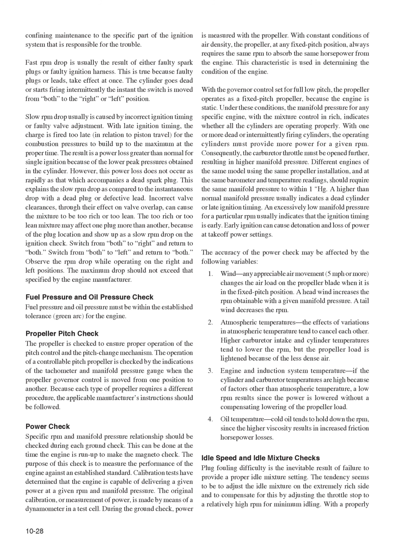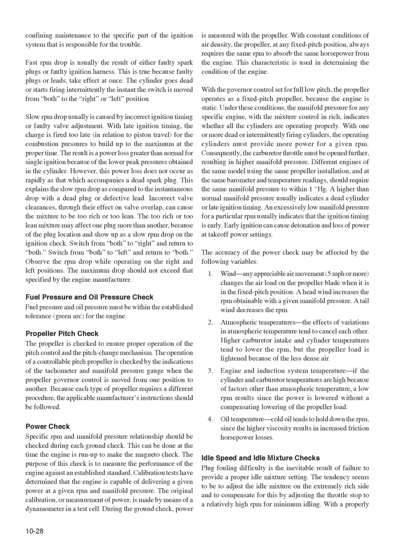4. Oil temperature. Cold oil tends to hold down the RPM, since the higher viscosity results in increased friction horsepower losses. Idle speed and idle mixture checks. Plug fouling difficulty is the inevitable result of failure to provide a proper idle mixture setting. The tendency seems to be to adjust the idle mixture on the extremely rich side and to compensate for this by adjusting the throttle stop to a relatively high RPM for minimum idling.